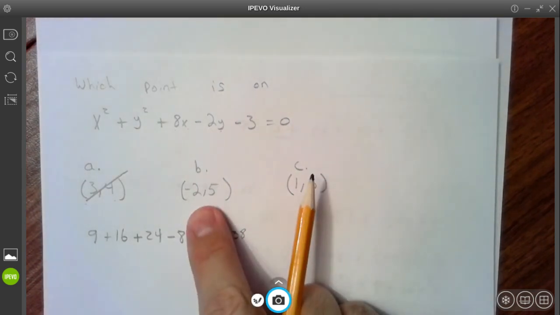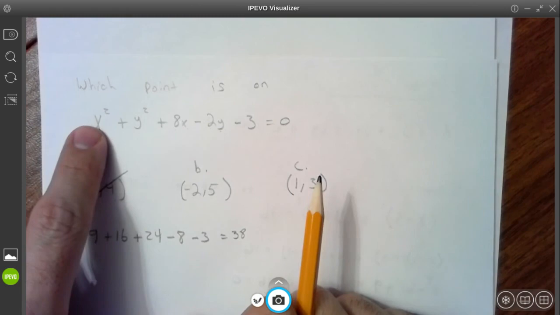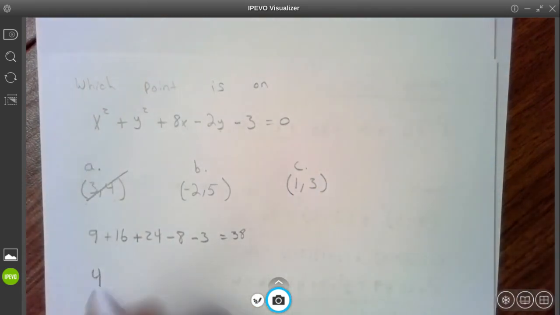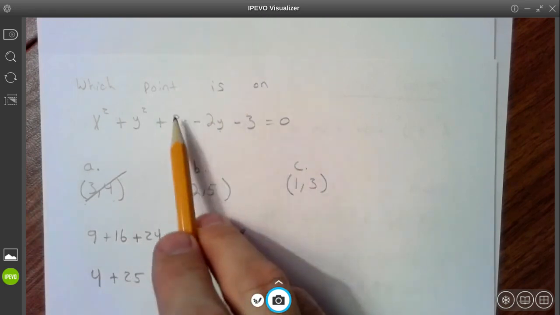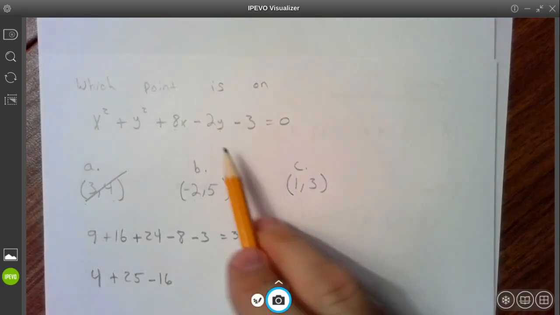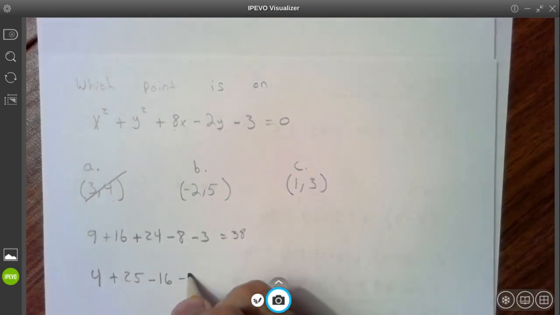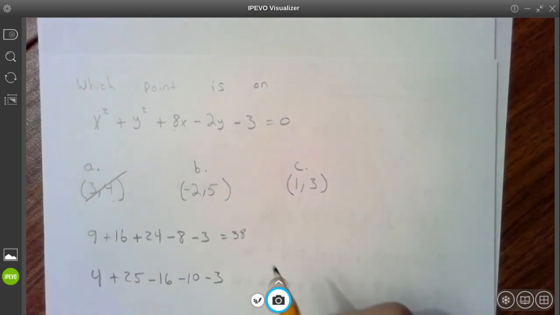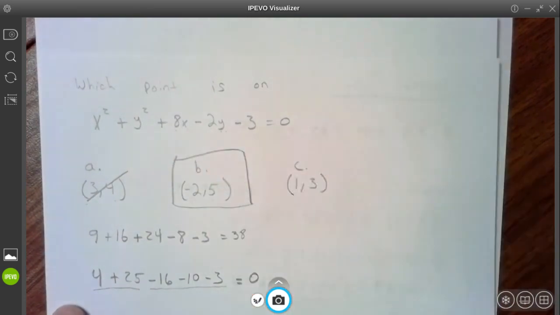Right? If we try the negative 2, 5, we'll square negative 2. That's going to give us 4. We'll square the 5. That's going to give us 25. Right? 8 times negative 2 is going to be a minus 16. And then minus 2 times 5 is going to be a 10. And then minus 3. Okay, this is going to give us 29. And if you check here, this is going to give us negative 29. And 29 minus 29 is 0. Okay, so that point balances the equation. So that means that it's on the circle.